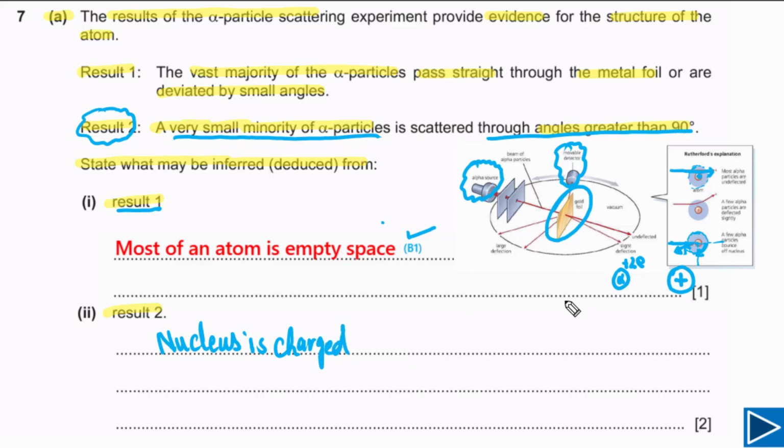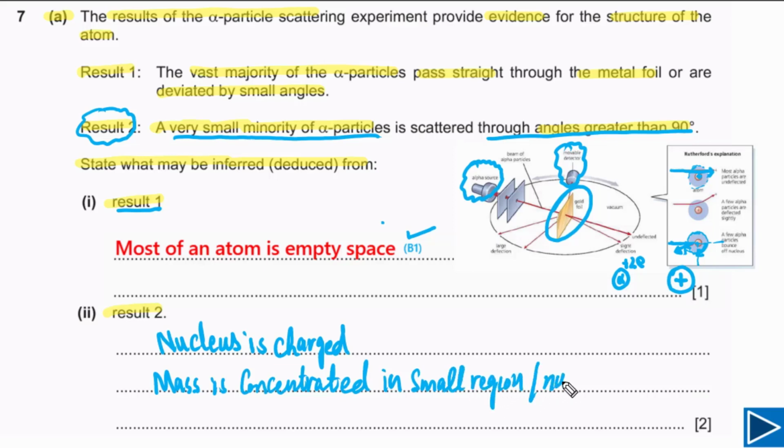So the nucleus is charged. This is one point we can write down. The second thing we can conclude is that the mass of an atom is concentrated in the nucleus, because most alpha particles went straight through. It means nothing is in this empty space. So we can say mass is concentrated in a small region, and that small region is the nucleus. If you write these 2 points, you will get 2 marks. The first mark is for writing nucleus is charged, and the second mark is for writing mass is concentrated in the nucleus. These 2 marks are B marks, meaning they have to be in your answer.